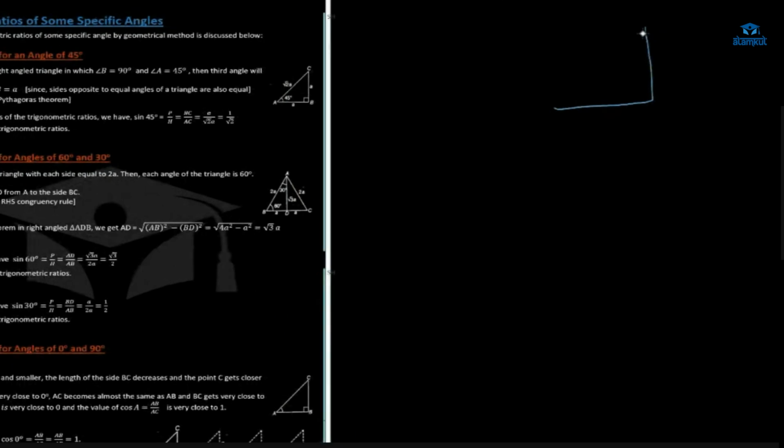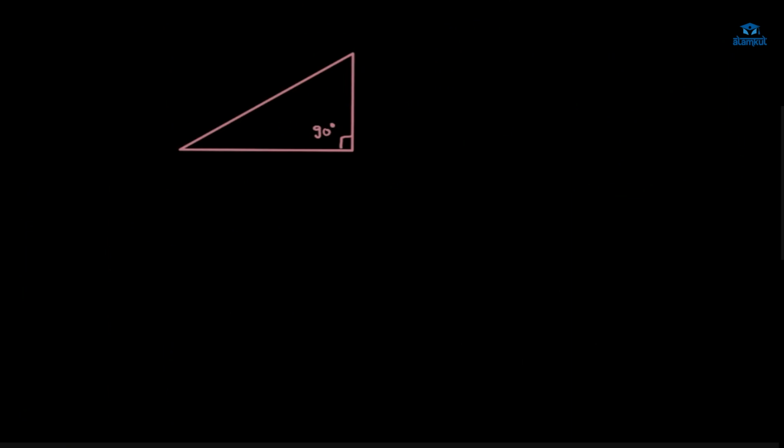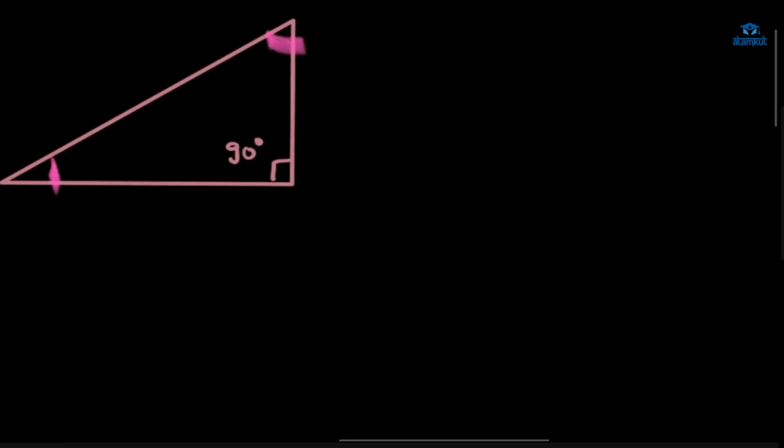If it is about sine 45, one angle is already 90 degree, right? Let me draw it. One angle is already 90 degree, and if it is about 45 degree, only two angles are left, this and this. If one is 45, the other should also be 45. It means that this is an isosceles right angle triangle, which means two sides should be equal. This and this should be equal, 1 and 1.